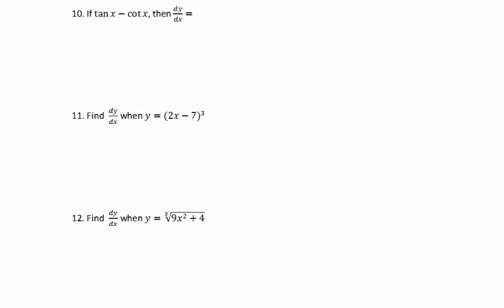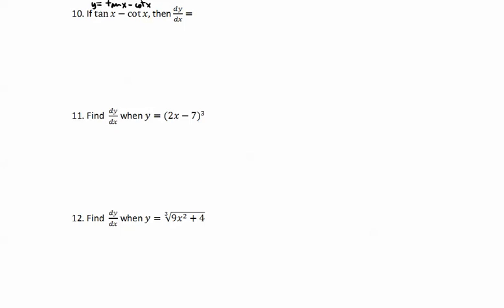Alright, so let's see if we can finish off 10, 11, and 12 in this video. We have, this says if tangent x minus cotangent x. This is probably a mistake here. It should say something like if y equals tangent x minus cotangent x, then what would the derivative of that be?